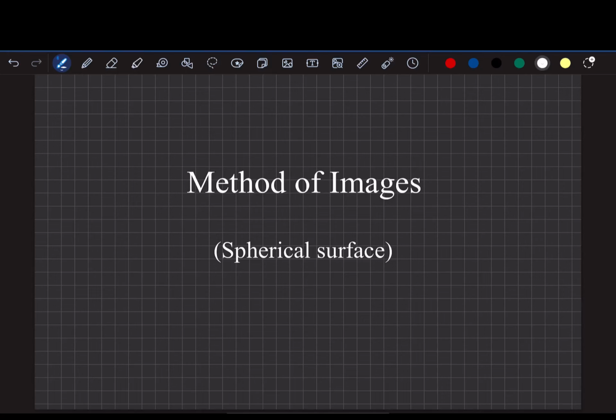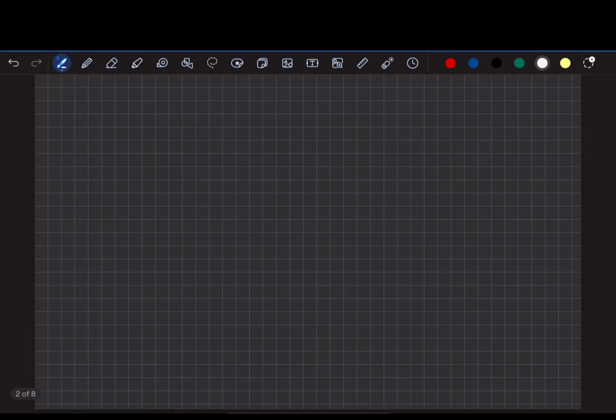Hello. Today we are going to learn about the method of images for a spherical surface, and then we will try to use Green's functions to see how we can generalize the problem. Let us recap what we have been doing till now.